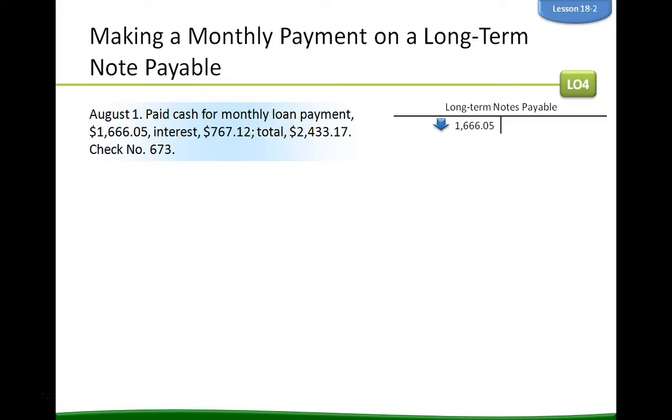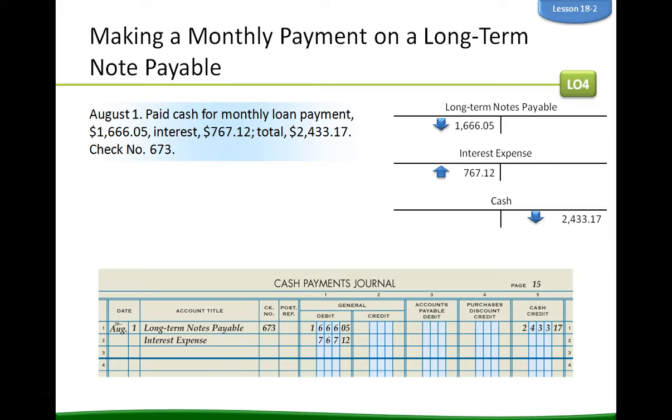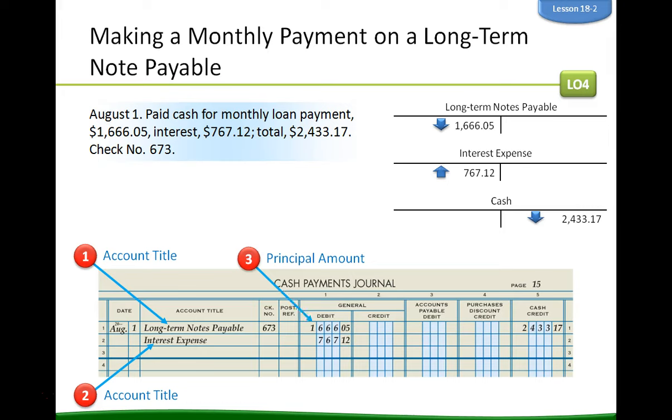So it's affecting our long-term notes payable. We have to pay that down. Interest expense. And then our cash goes down. In our cash payments journal, we write the dates, the long-term notes payable account, and the interest expense account. The check number is there also. So the principal amount, the interest amount, which you add together for the cash paid.